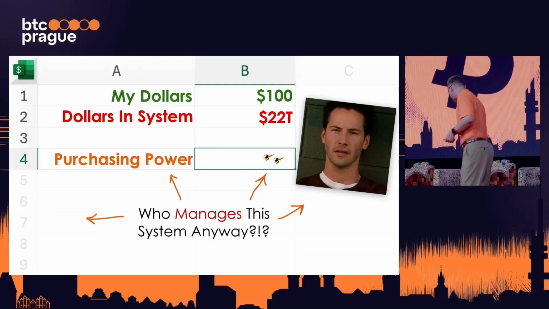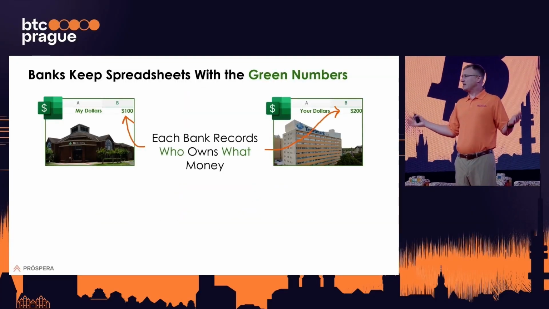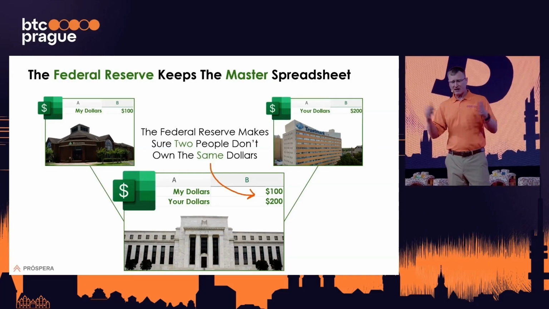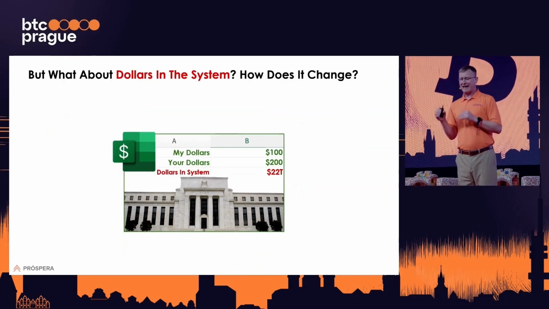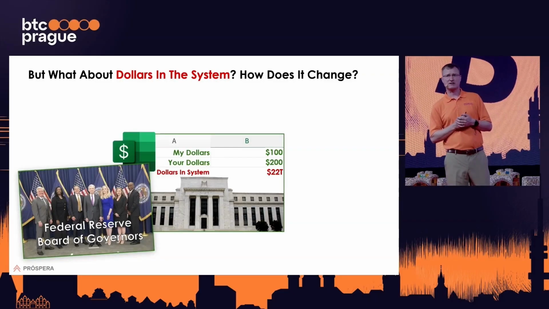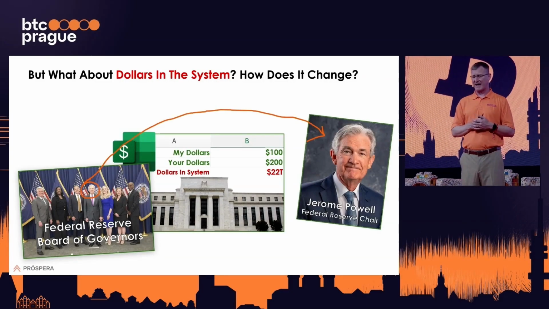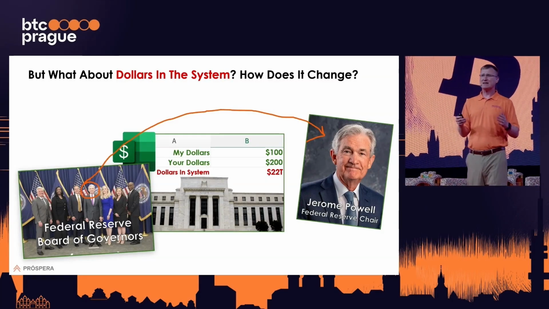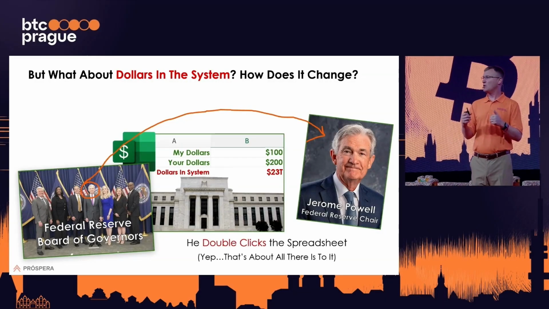Who manages this system anyway? The answer is each bank in the system keeps track of who owns what money. There is a central bank that makes sure two people don't own the same money. And the question is, how are the dollars in the system determined? For the US dollar system, there is a central bank called the Federal Reserve with a chairman called Jerome Powell. And when they want to increase the dollars in the system, they meet and they effectively double-click that number and they make the number go up.